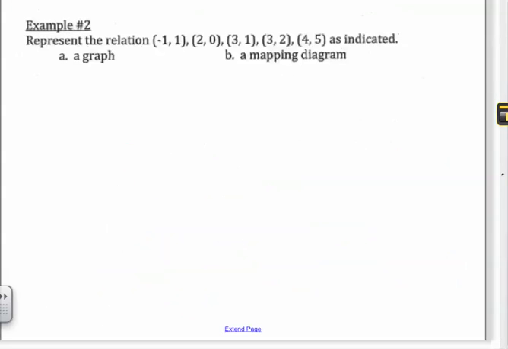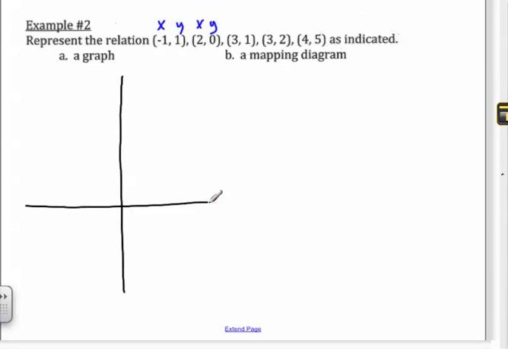Now let's look at this next one. It says represent the relation, and it gives us some ordered pairs there as indicated. Now remember, I just told you, it's X, then it's Y. It's X, then it's Y. Okay? Now, I should have put a graph on here for you, but I forgot, so I'm just going to hand draw it. Okay? Like a lot of you might be doing.